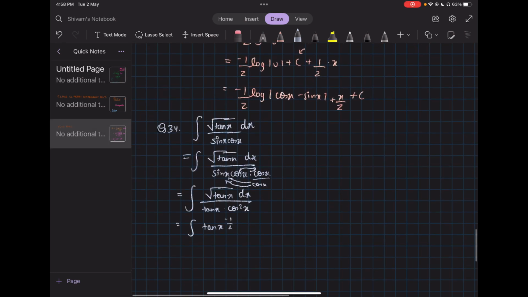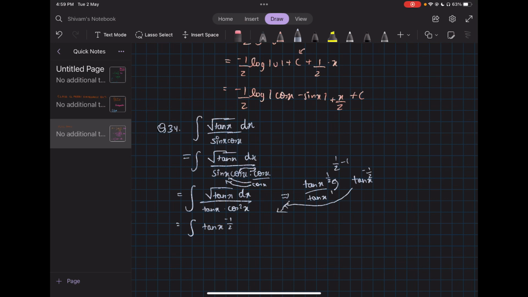If we see here, the tan in the above in the numerator becomes tan x to the power 1 by 2, and in the denominator it's tan x to the power 1. So by laws of exponents, we're going to subtract these powers, and then in the numerator it will be half minus 1, so that's just negative half. That's what I have written here in that step.